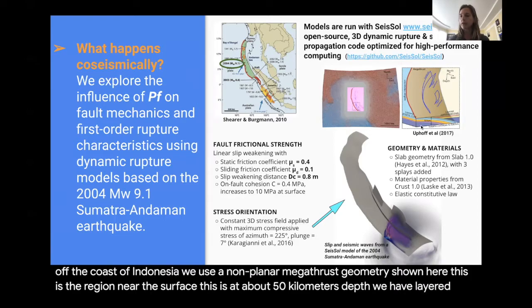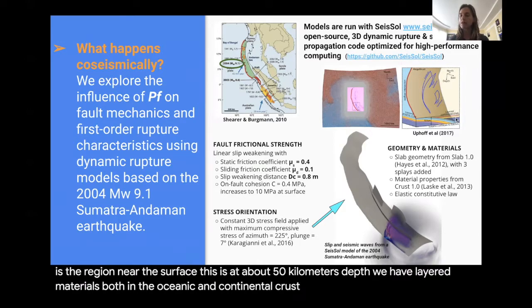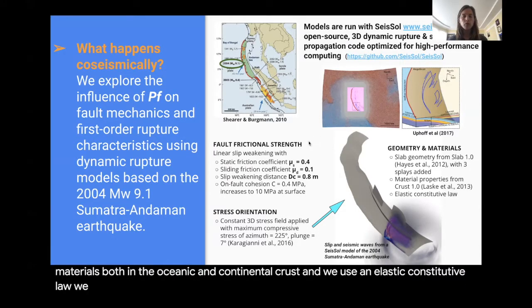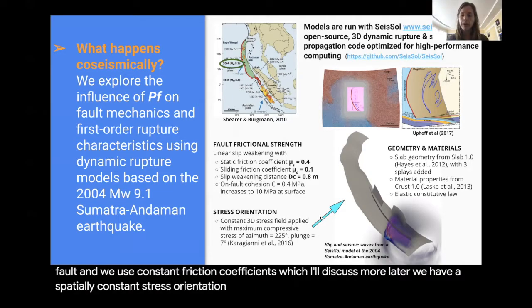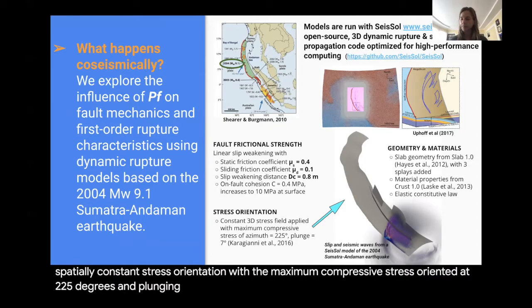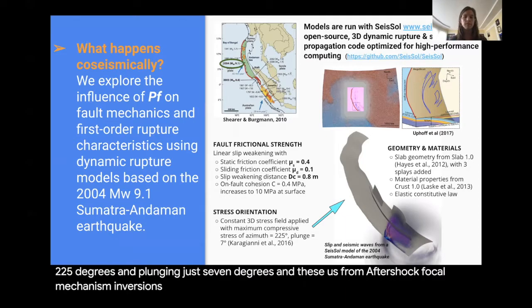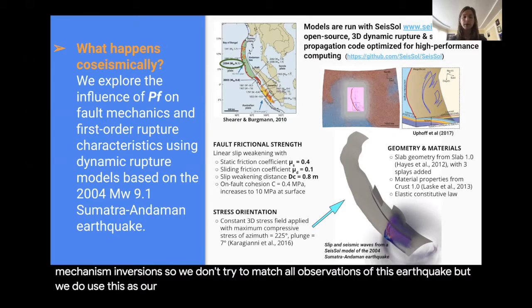We have layered materials, both in the oceanic and continental crust. And we use an elastic constitutive law. We also use a linear slip weakening law to describe the frictional behavior of the fault. And we use constant friction coefficients, which I'll discuss more later. We have a spatially constant stress orientation with the maximum compressive stress oriented at 225 degrees and plunging just 7 degrees. And this is from aftershock focal mechanism inversions. So we don't try to match all observations of this earthquake, but we do use this as our base model.